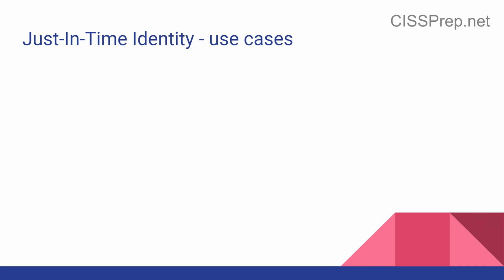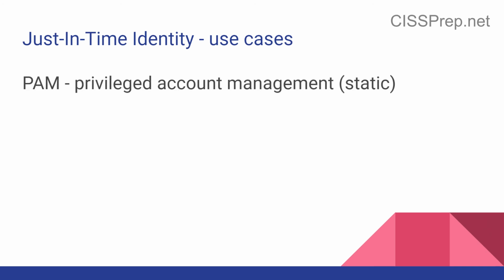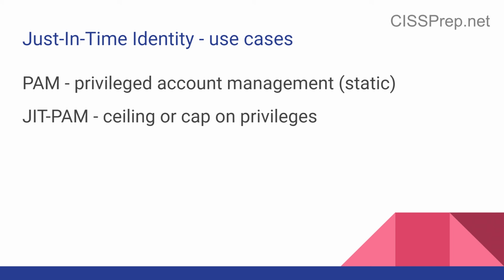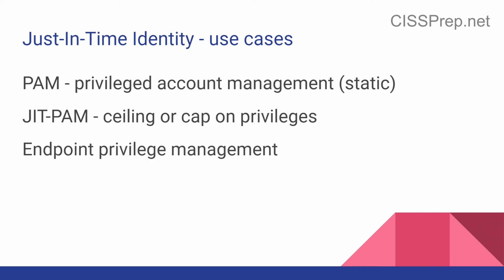The common body of knowledge talks about some use cases for just-in-time. We have privileged account management. This is another JIT related term, or just-in-time related term, to be familiar with. PAM is static, meaning it's assigned and left unchecked. Just-in-time privileged access management is privileged access with limitations. Endpoint privilege management is needed to prevent malicious or accidental attempts to run processes with incorrect privileges or to invoke services on other nodes on a network.